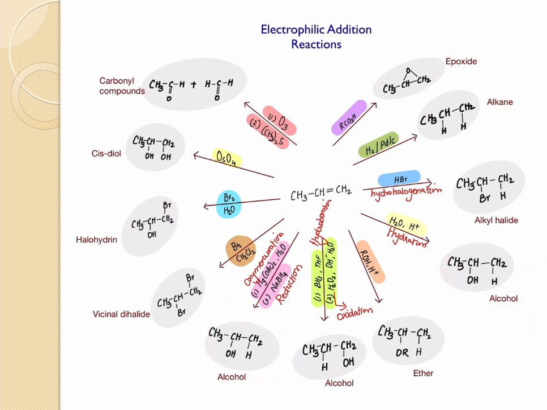This next reaction is halogenation, where you will form a vicinal dihalide. And the next reaction is halohydrin formation. So this is your halogen. This is an OH, right? So this molecule, when you have a halogen on one carbon, hydroxy group on the other carbon, then it's called a halohydrin. The next reaction is the formation of cis-diol, for which we'll be using osmium tetroxide.